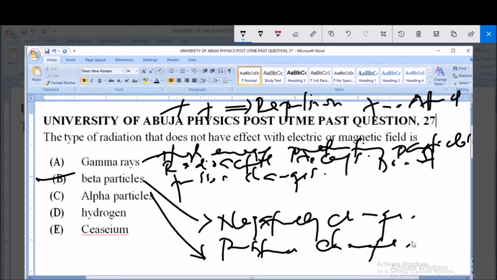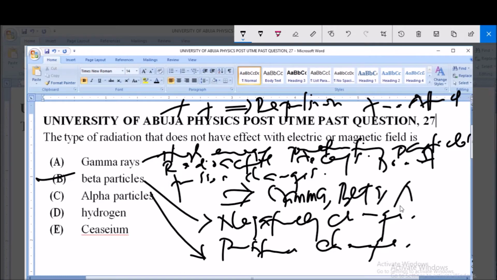Now we have hydrogen and we have cesium. I said the type of radiation. We have three basic types of radiation, and these are the gamma, the beta, and the alpha. Like I said, the beta and the alpha are affected by magnetic and electric fields. But you notice that the options are more than three. We have hydrogen and we have cesium.